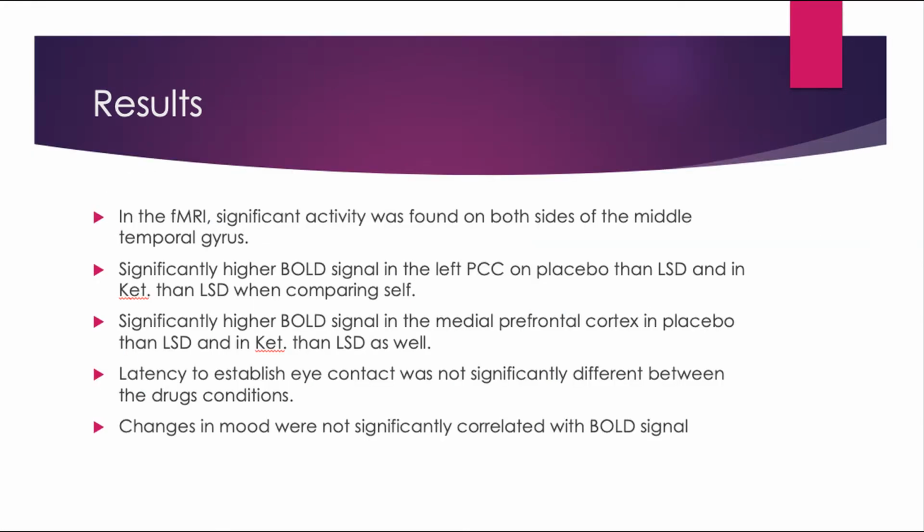Using the fMRI, we were able to find significant activity on both sides of the middle temporal gyrus, which is central for a number of cognitive processes. These include language and visual processing, as well as semantic memory processing. In short, this area is part of what makes someone's personality, what makes you, you.